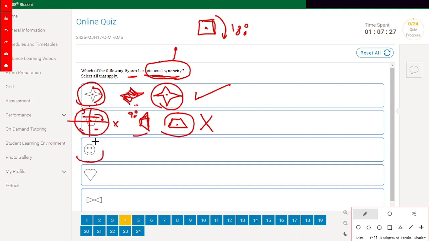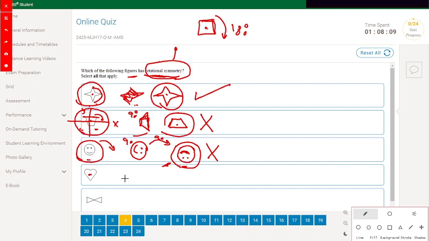Now let's take this face. Let's rotate this face 180 degrees. So first we'll rotate 90 degrees. So 90 degrees, it will be coming like this. Now I'll rotate again 90 degrees, so it will be like this. So this is 180. So the result of this figure is not like the original figure. So this is not a rotational symmetry.